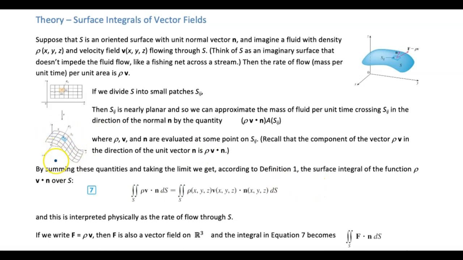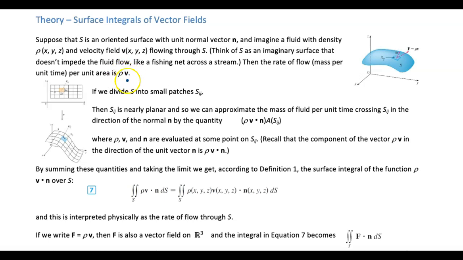Let's suppose this is a fishing net. And we want to find the water particles that pass through this fishing net in a certain period of time. Well, we can find the rate of this flow per unit area given by rho times v, where rho is just the density of this fluid and v is the velocity of this fluid.